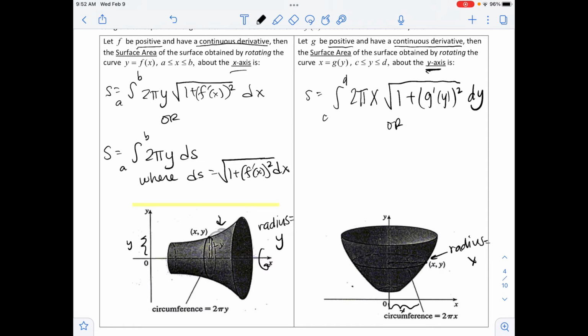Or again, rewriting it, it could be the integral from c to d of 2 pi x ds, where ds this time is going to be equal to that length, which is now defined as the square root of 1 plus g prime of y squared dy.